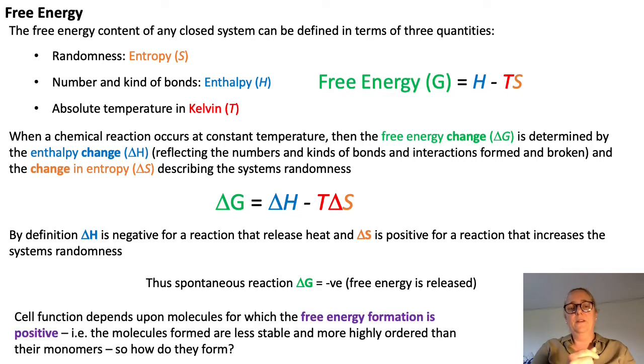So the cell functions by using these molecules, and there is free energy of formation. The free energy of formation is positive, so the molecules that are formed are less stable and more highly ordered than their monomers. So how do they form?